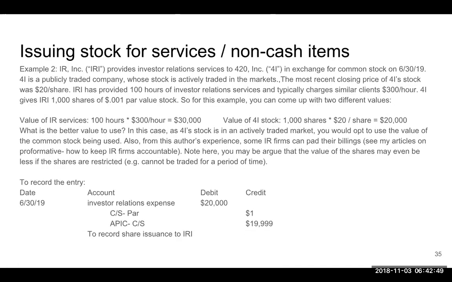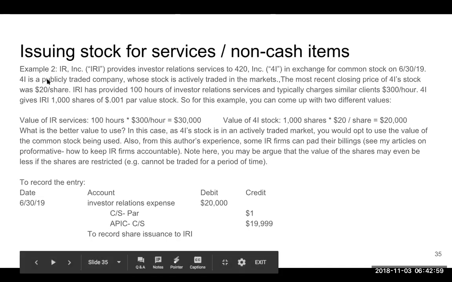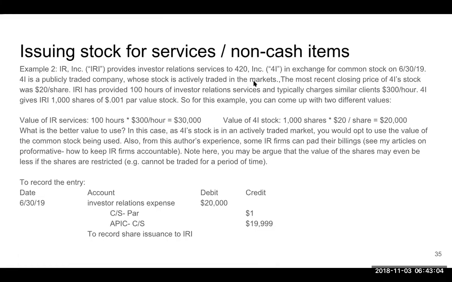Let's look at another example. And here, IRI is now performing IR services, but we're changing the fact pattern. 4i is now a publicly traded company whose stock is actively traded in the markets. Remember, what's going to be the best valuation? Now, if something's actively traded, that might be closer to real currency. The most recent closing price of 4i stock was $20 per share. IRI has provided 100 hours of investor relations services and typically charges similar clients $300 per hour.